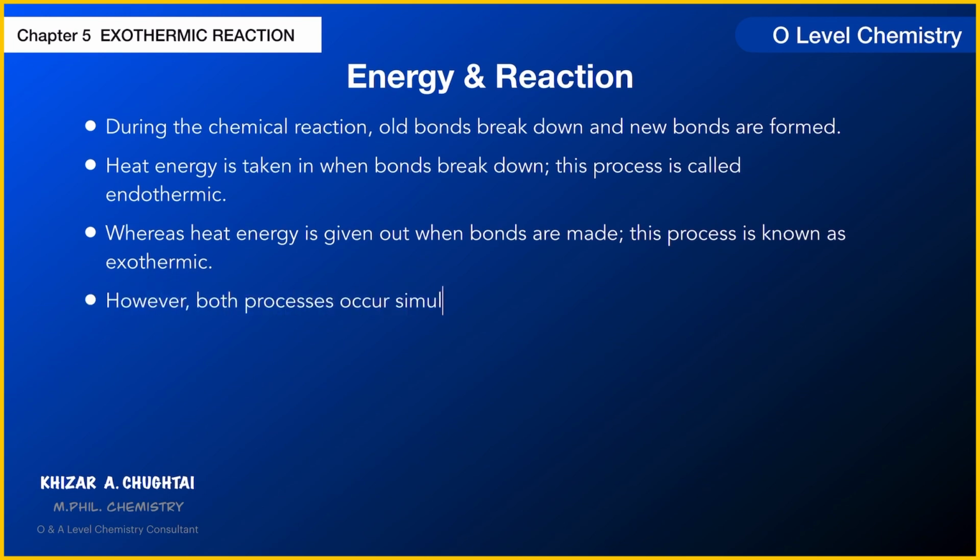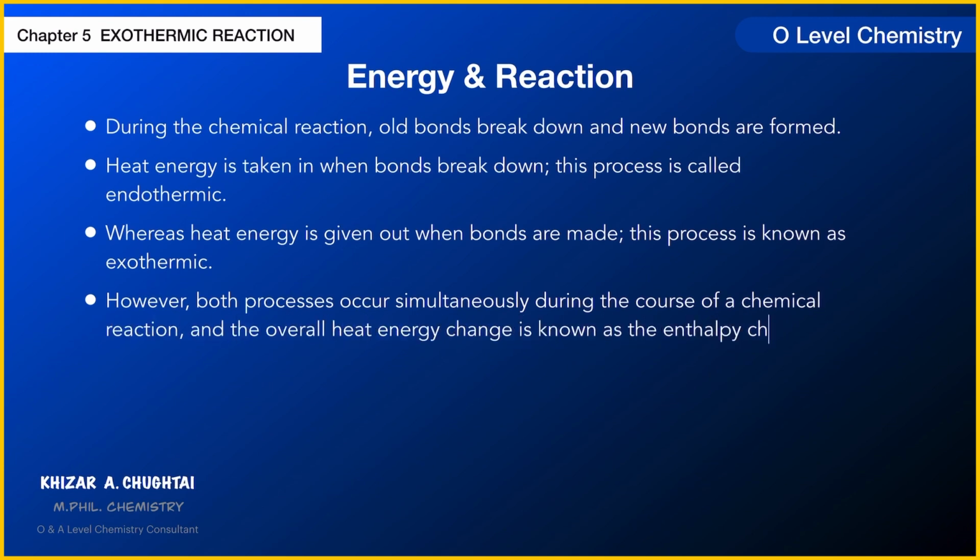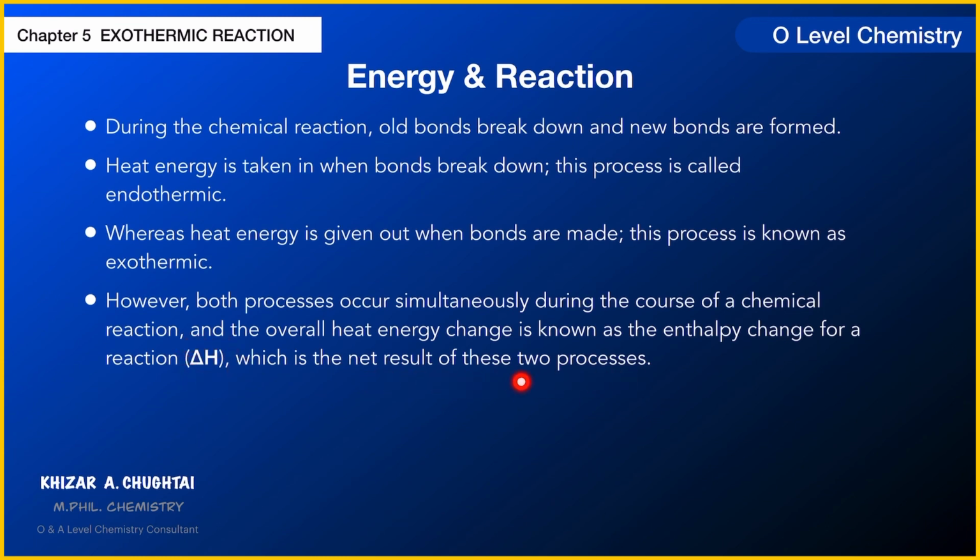However, both processes occur simultaneously during the course of a chemical reaction, and the overall heat energy change is known as the enthalpy change of the chemical reaction. There is an endothermic process and there is an exothermic process, but the overall heat energy change is called the enthalpy change, and it is denoted by delta H. That is the net result of these two major processes.